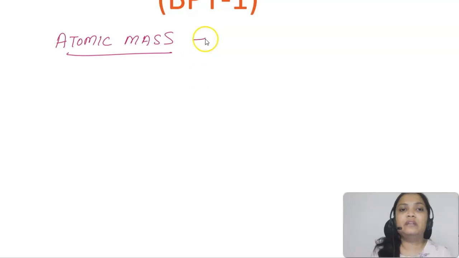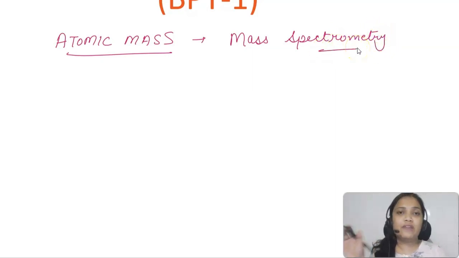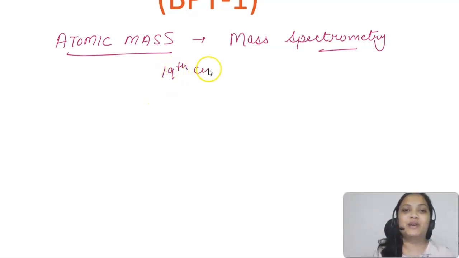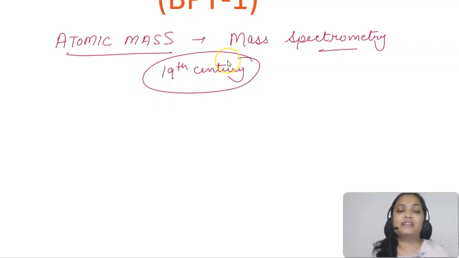So nowadays we have advanced techniques like mass spectrometry, through which we can easily find out the mass of any atom. But let's go back to the 19th century. When these studies were going on, scientists were trying to find different methods to find out the atomic mass. At that time, mass spectrometry was not there, so it was not possible to calculate the mass of an atom. And you know that an atom is not something you can just put on a weighing scale and measure, right? They are microscopic particles. So it was very difficult to find out the mass of atoms.